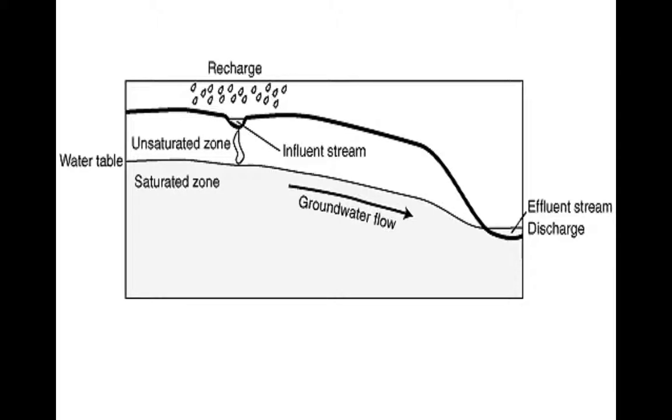All right, so here's another example. We've got an influent stream up at the top, and you can see that as it rains, that stream can recharge, and then that stream actually goes through the unsaturated zone down into the saturated zone of the water table. Groundwater flows down, obviously, like all other water. And then you can see that the top of this effluent stream is also level with the saturated zone or the water table.